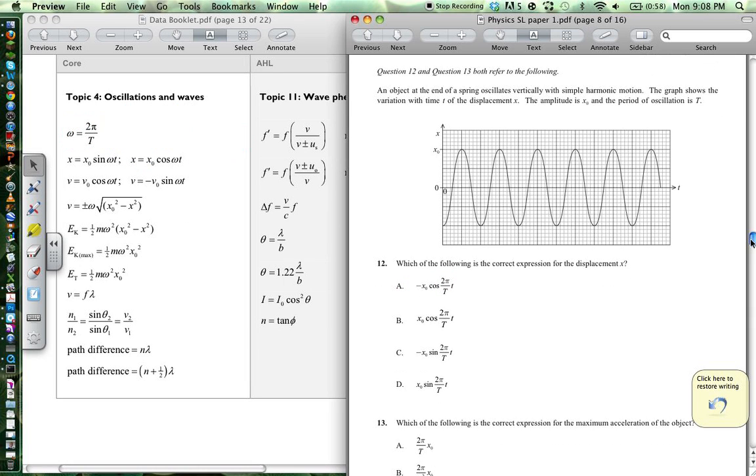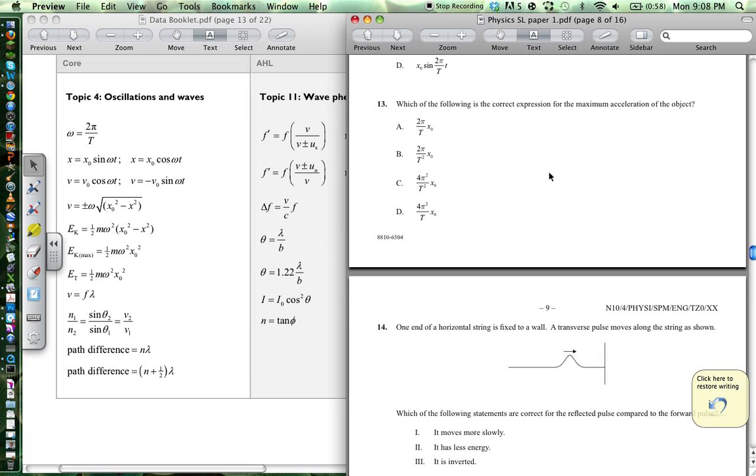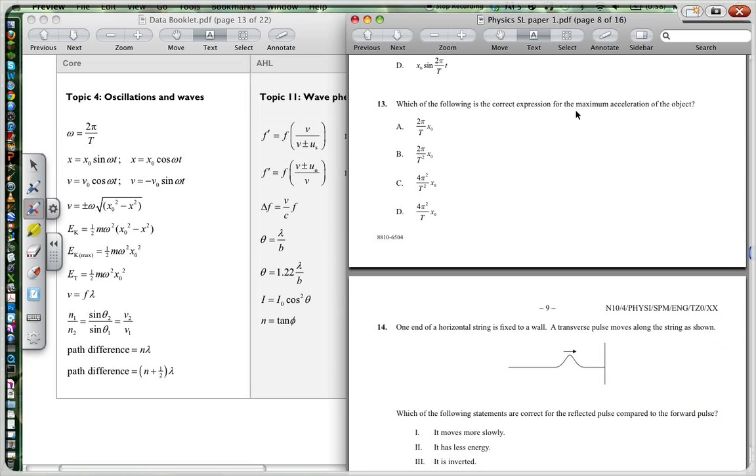Down to the next question here. Which of the following is the correct expression for the maximum acceleration of the object? Our formula for the acceleration is not given in our data booklet, but you really need to remember this formula. It's your definition of simple harmonic motion, that the acceleration is equal to minus omega squared x. This occurs at its maximum when you're at x0. So it's this one over here.